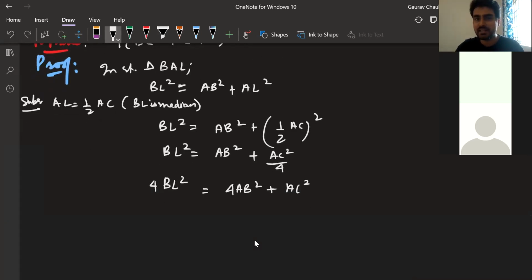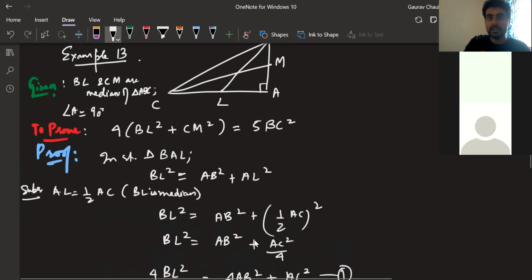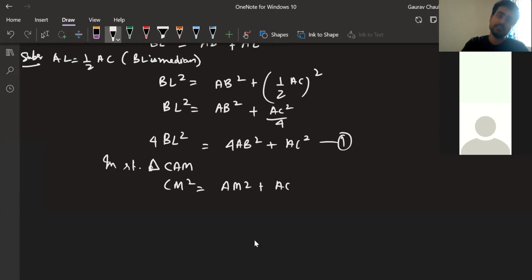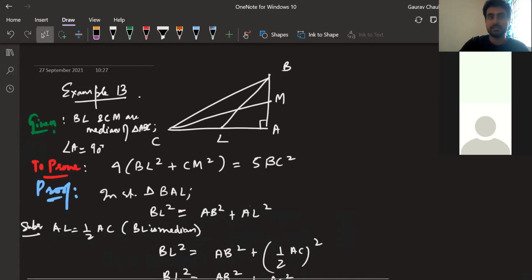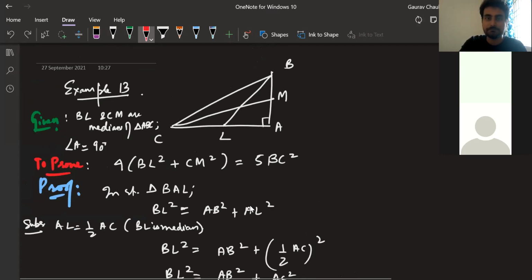Okay, this is happening in right triangle BAL. The same exact thing is going to happen in right triangle CAM. How is it going to happen? CM square is equal to AM square plus AC square. I'm doing this particular triangle. Manisha, what can you see, that AM is equal to half of this full thing? Yeah, because of the median thing.